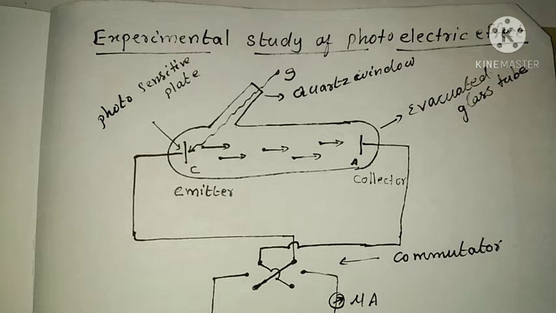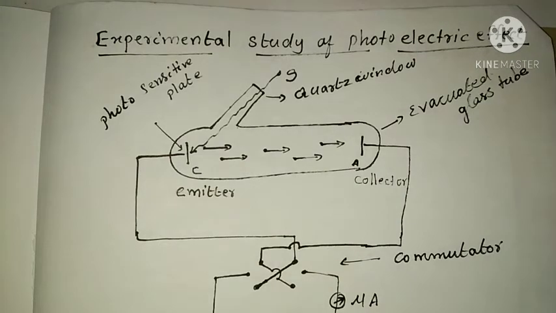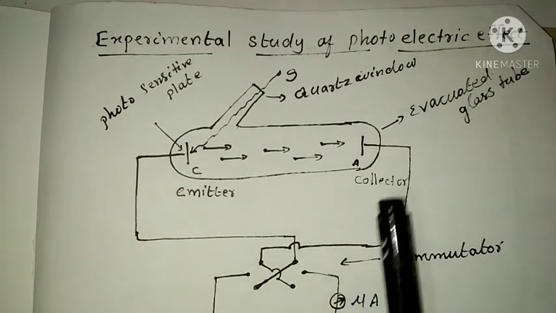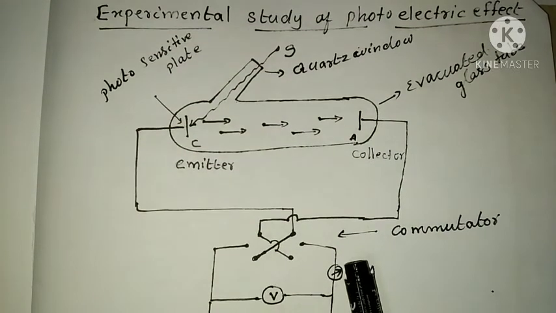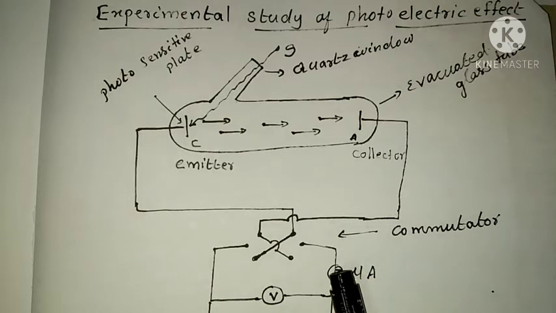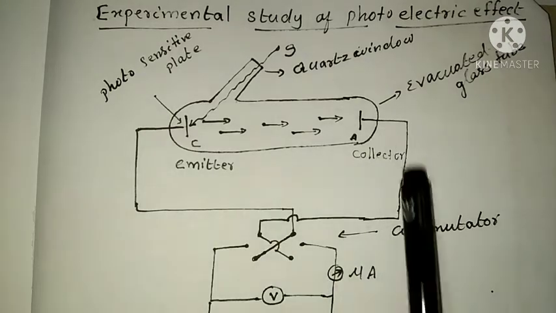Dear children, today we are going to study the experimental study of photoelectric effect. So this is the schematic arrangement to study the photoelectric effect. Here we are going to study the relation between intensity of light and photocurrent, then potential difference between the plates A and C, etc.